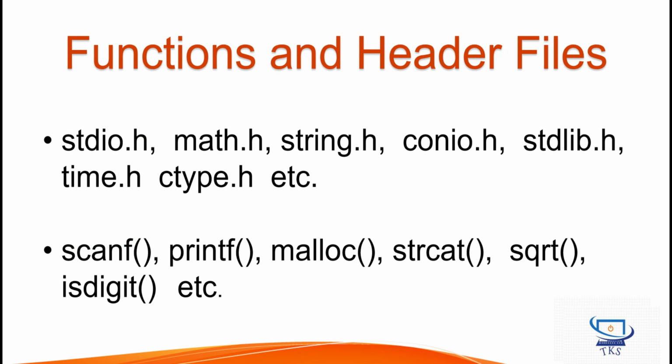Now, coming to the various functions and header files of C programming. Here are some of the header files of C programming, that is stdio.h, math.h, string.h, conio.h, etc. Then some of the functions of C programming are scanf, printf, malloc, sqrt, isdigit. The explanation of all these header files and functions we will discuss in the upcoming videos.